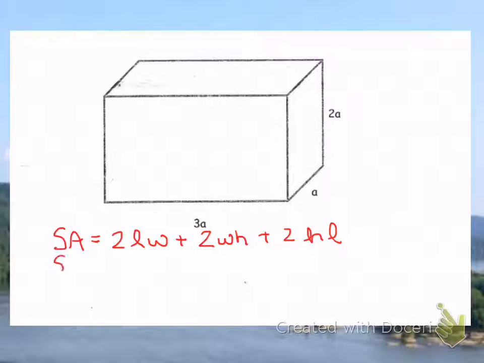So we have our surface area, and that's 2, and I have the length as 3A times the width of A, and we would add that to 2 times the width of A and the height of 2A, and we would add that to 2 times the height of 2A times the length of 3A.